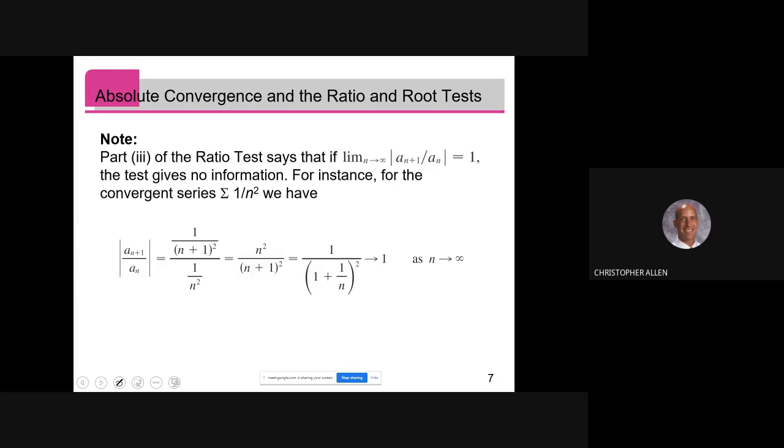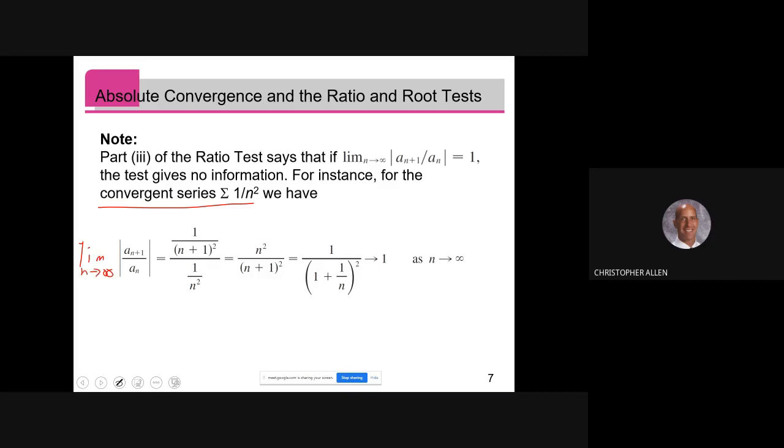So, part three of the ratio test, which I just emphasized, says if the limit of the absolute value of a sub n plus 1 divided by a sub n is equal to 1, this test gives no information. Let me show you an example of that. Consider the following convergent series. By the way, we just talked about this p-series, didn't we? The sum of 1 over n squared. p here is 2. 2 is greater than 1. Therefore, it's convergent. We already know that, right? So I am going to look at this ratio right here. By the way, we're going to do the limit as n goes to infinity of this, right?